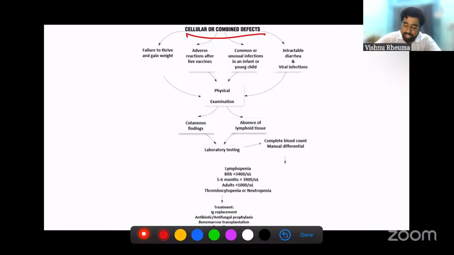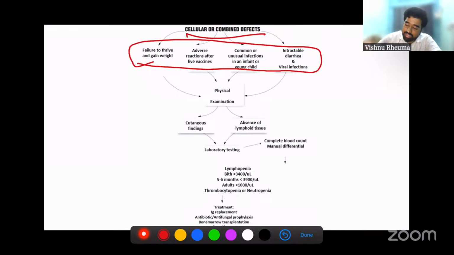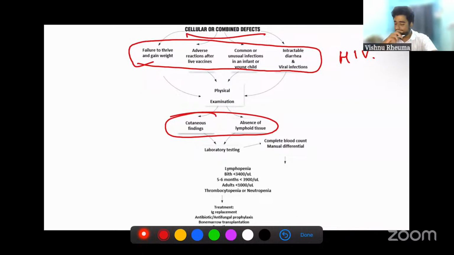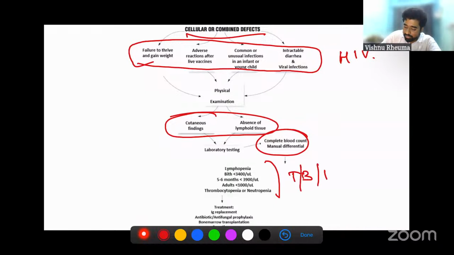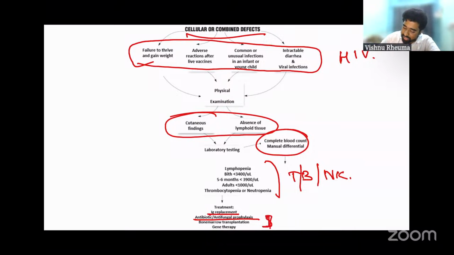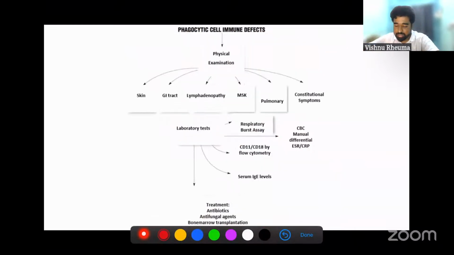Then if it is cell-mediated immunity or a combined defect, again, these are the main manifestations that will occur, similar to HIV. Physical examination you will do to look for various clues of various phenotypes of T cell deficiencies. Then you will do your CBC as the first step. Then you will do your TBNK or your lymphocyte subset. And then here you will not just give immunoglobulin replacement, etc. But because these are severe, you will consider gene therapy, you will consider bone marrow transplant as well. So bone marrow transplant and gene therapy are important in this case.